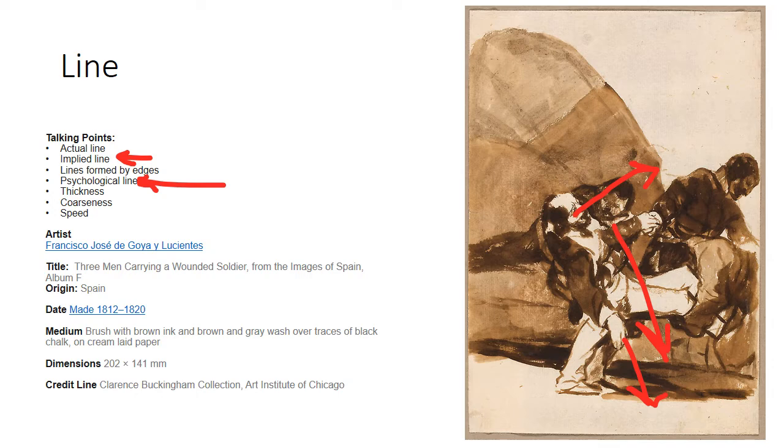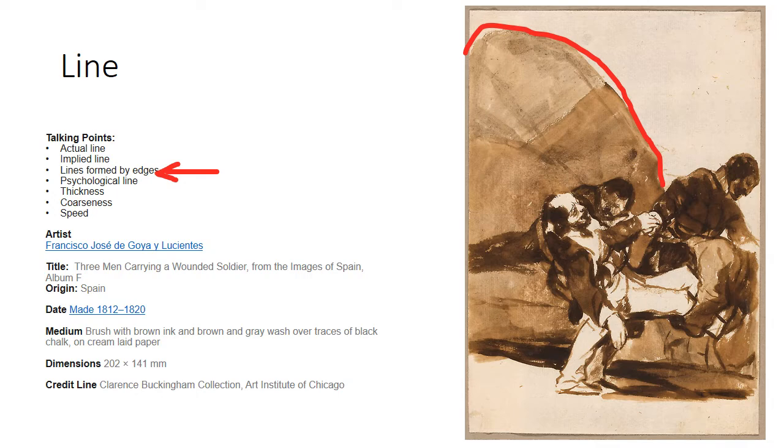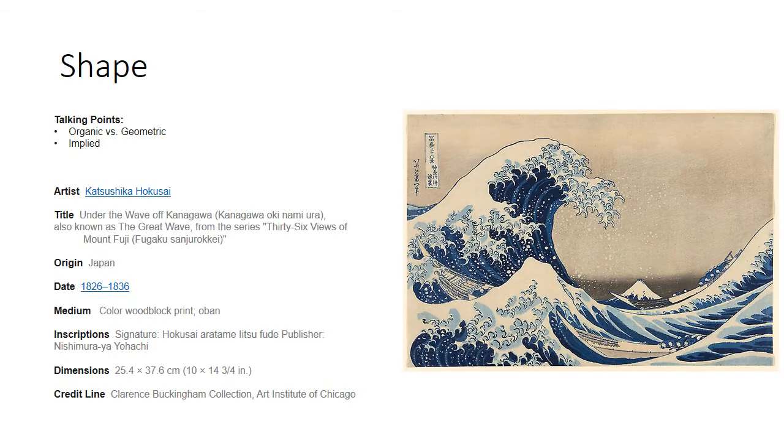We can also look at the implied lines created by both looking down and by that hand pointing towards the ground. They tend to create movement in that direction. Lines are also formed by edges. Well, there's one right along the edge of that brown to the cream white of the paper. All right.